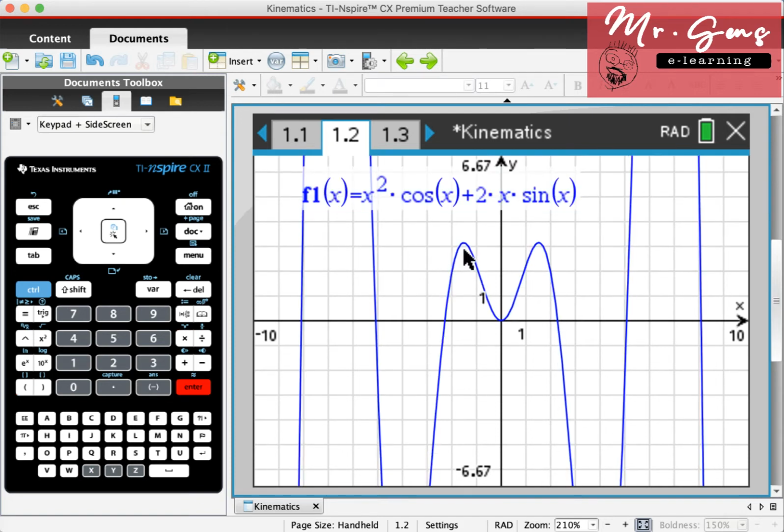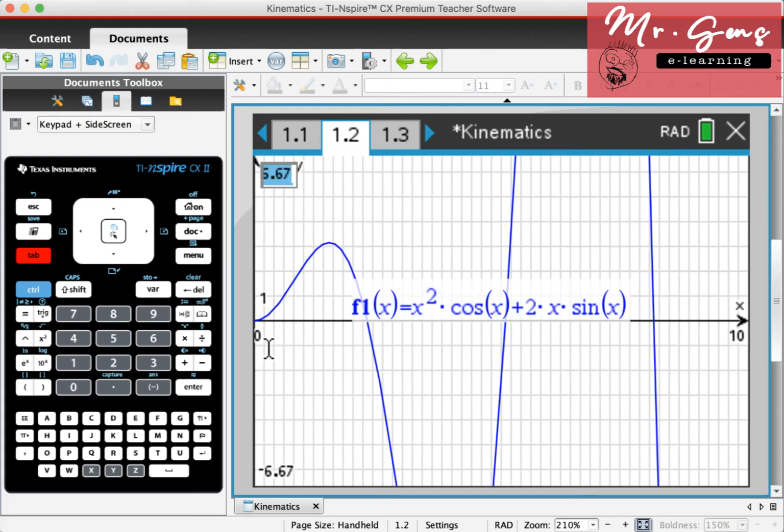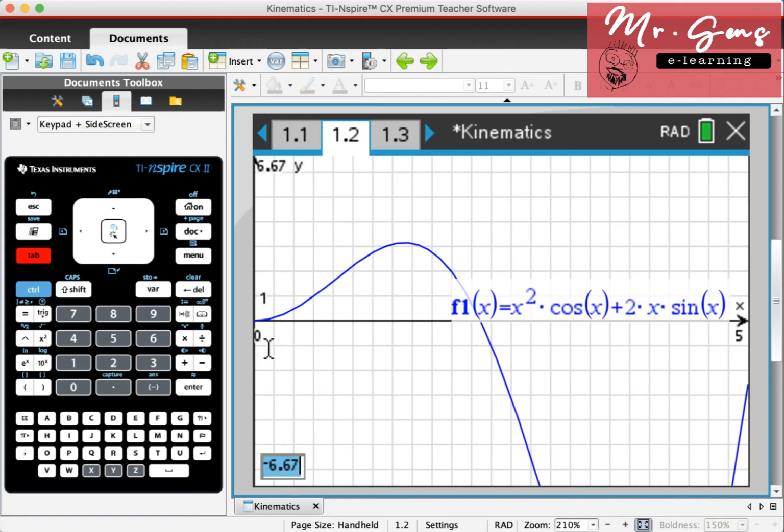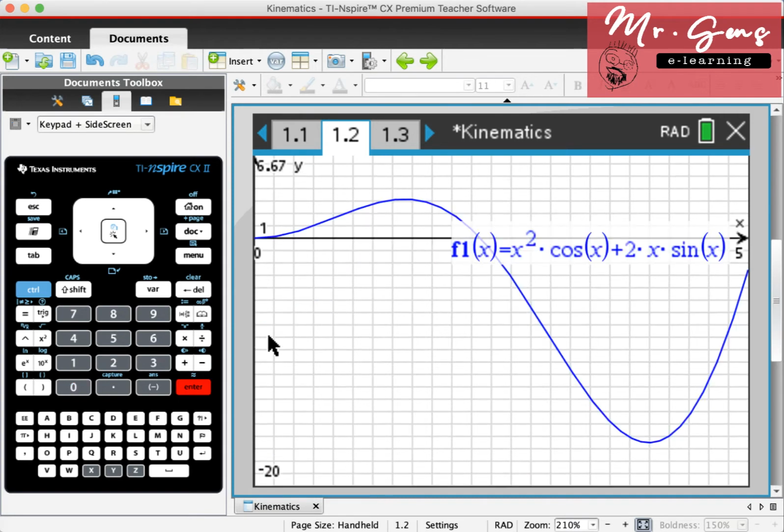Let's change the view. We don't need negative values. 6 is reasonable. X maximum is 5. For y minimum, let's try negative 20. That's good enough.